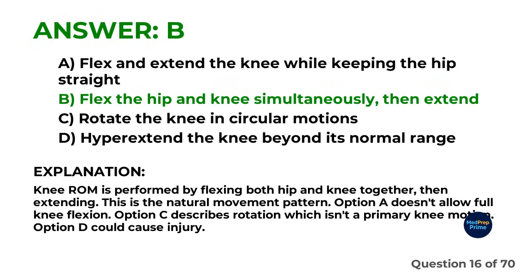Correct answer B. Knee ROM is performed by flexing both hip and knee together, then extending. This is the natural movement pattern. Option A doesn't allow full knee flexion. Option C describes rotation, which isn't a primary knee motion. Option D could cause injury.